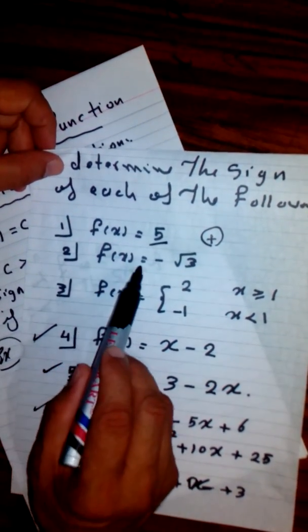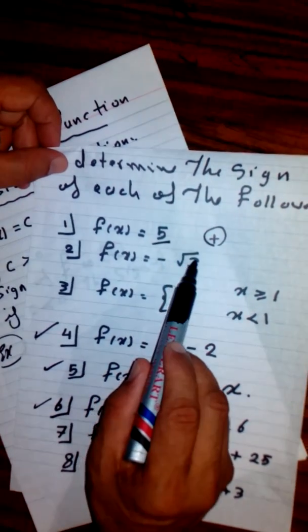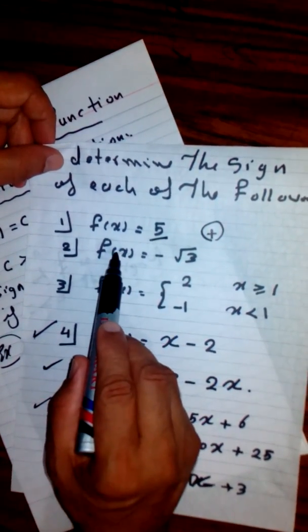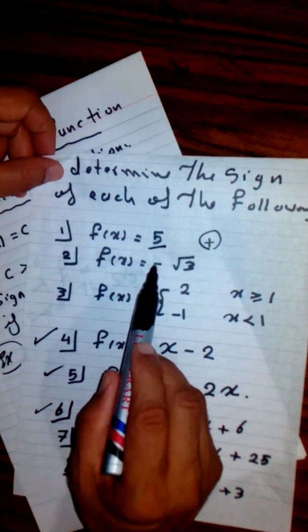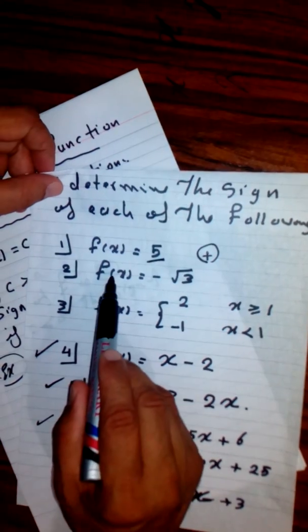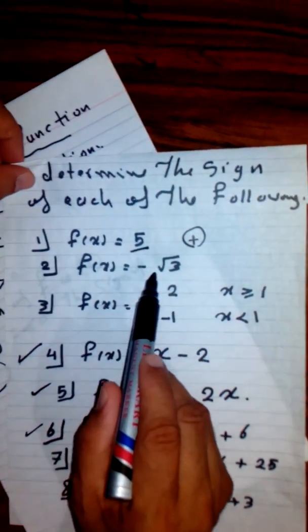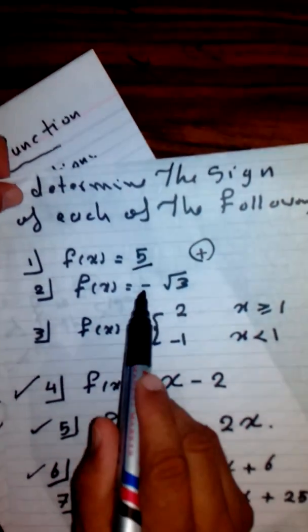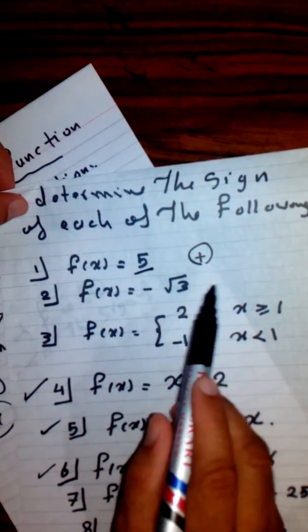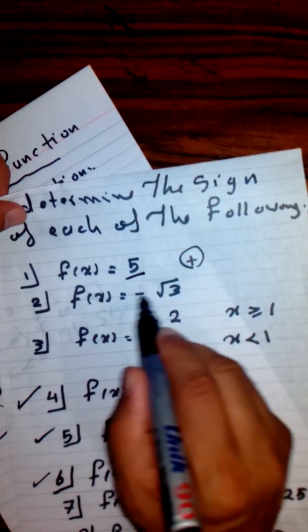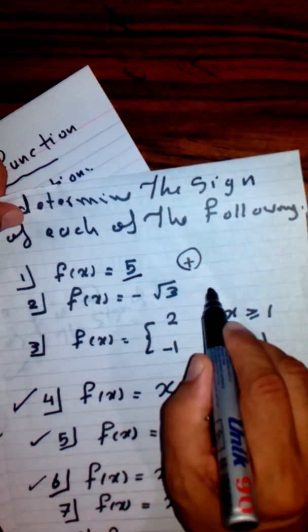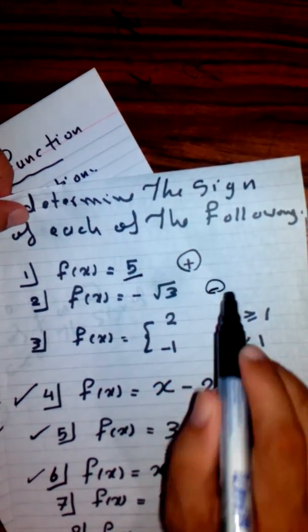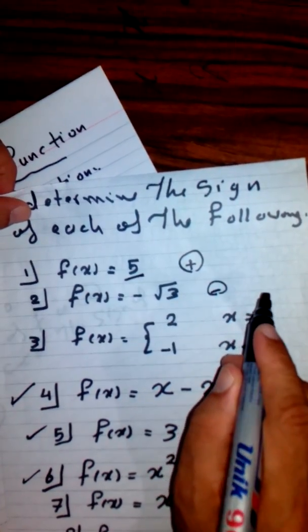f of x equals negative root 3. It means f of 0 equals negative root 3, f of 1 equals negative root 3, f of negative 5 equals negative root 3, and so on. The sign of f of x is negative for all x belonging to R.